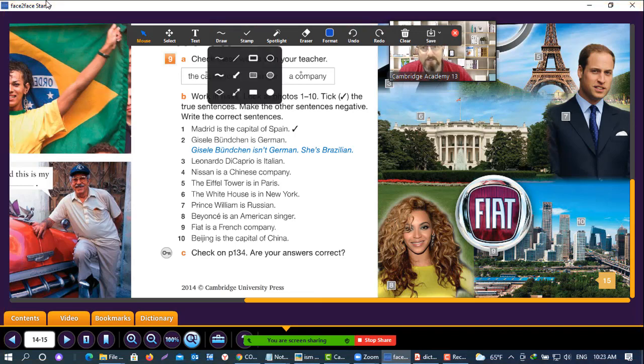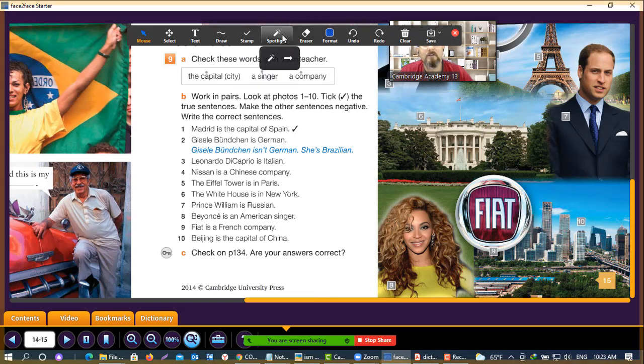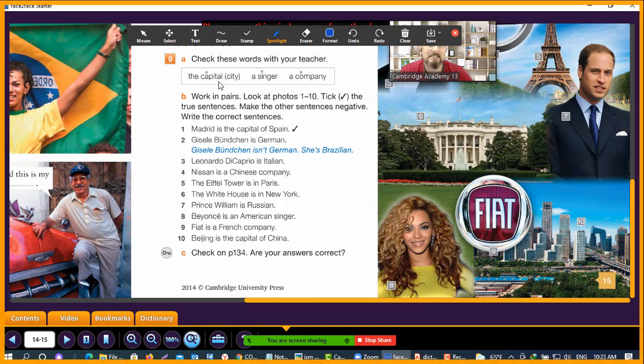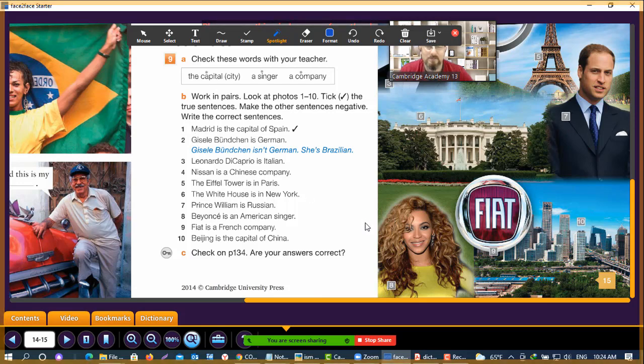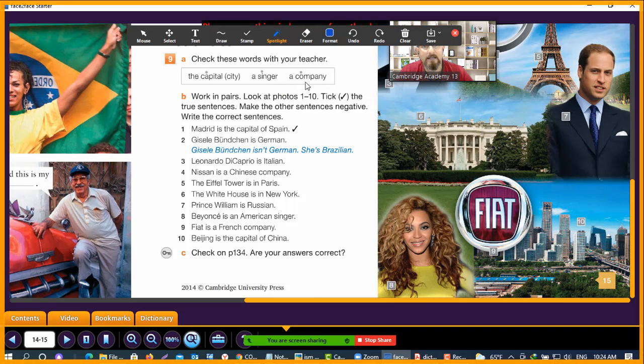Okay, so here in exercise number 9, look. We have these words. The capital city. What does the capital city mean? عاصمة. Capital can also mean a capital letter, a big letter, versus a small letter. But when it says the capital city, it means العاصمة. Singer: مغني. Company: شركة. Letter: حرف.